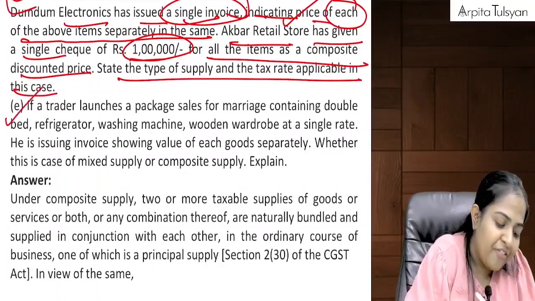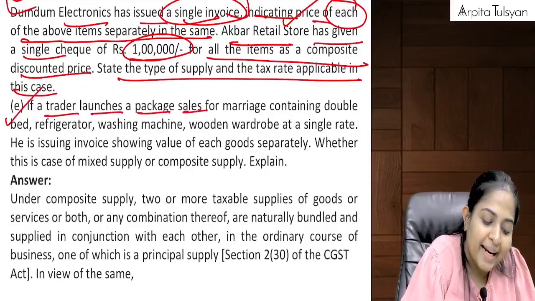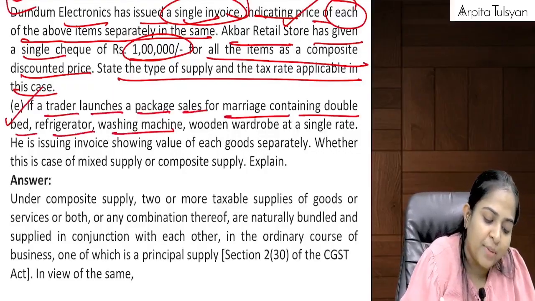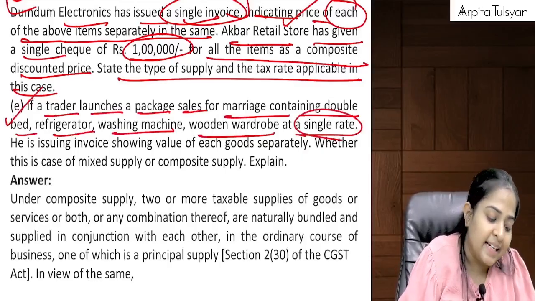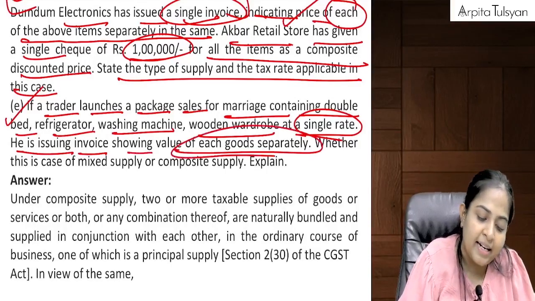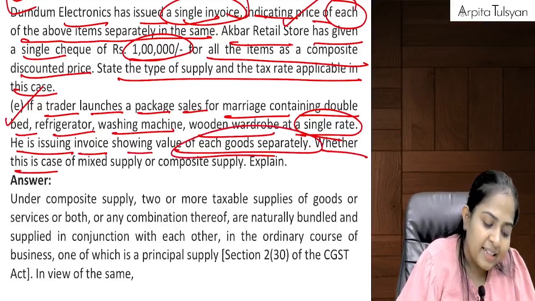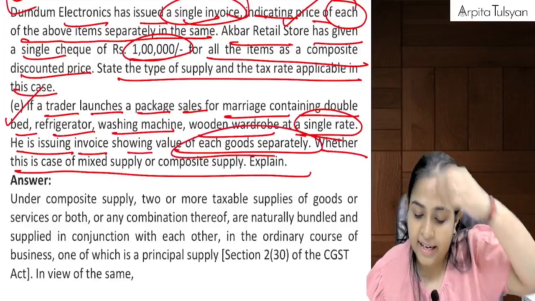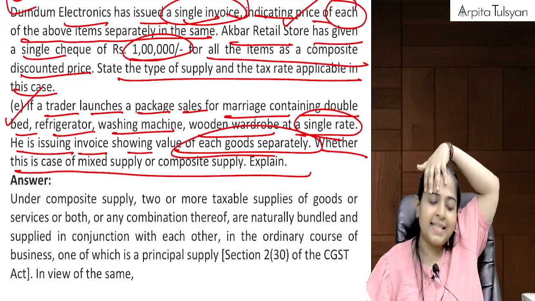Okay, then if a trader launches a package sale for marriage containing a double bed, refrigerator, washing machine, and wooden wardrobe at a single rate, and he is issuing an invoice showing the value of each good separately, is this a mixed supply or a composite supply? As already discussed, this will be considered as individual supply.